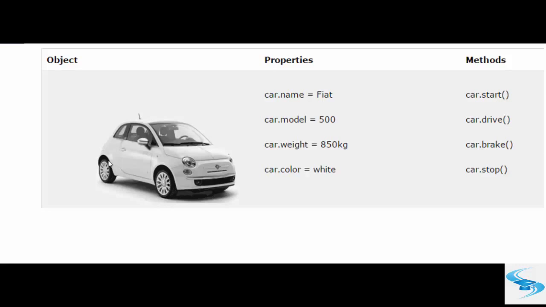All right, let's look at the first example. In the car object example, the code assigns a simple value, Fiat, to a variable named car. Let's look at this example.